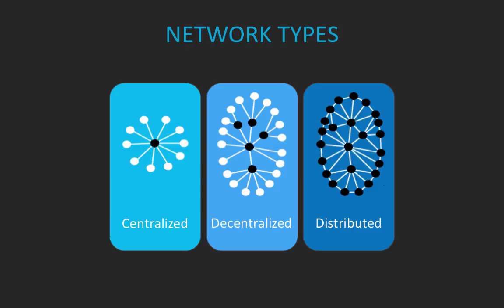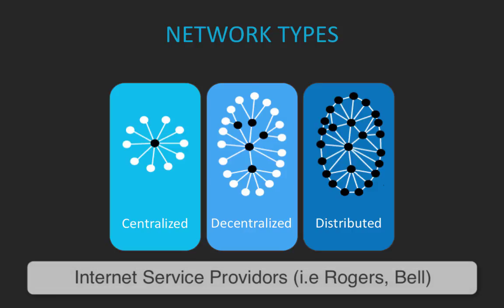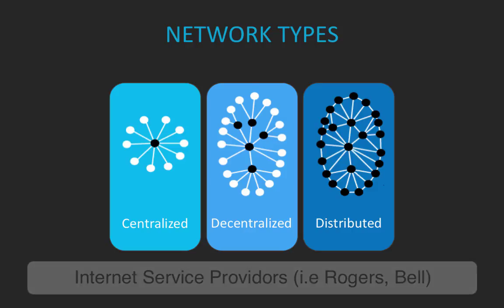The next one that we have is decentralized. The internet of today is an example of a decentralized network. The client nodes are the individual computers in homes. They only have one connection to the outside world via their ISP. The server nodes can be thought of as the ISPs themselves. Most of the time, they have multiple connections to other ISPs and networks, etc.